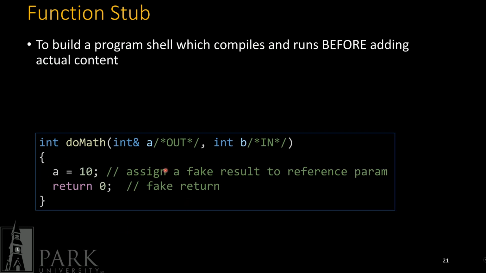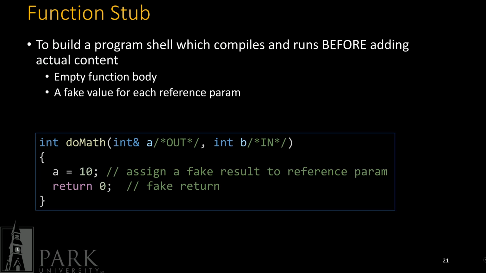So here you can see we have just enough functionality to make this compile, right? We have primarily an empty body function. We've got a function that's not really doing anything. It's just assigning a value and returning 0. So this is pretty much an empty function body. We have a fake value for each reference parameter.